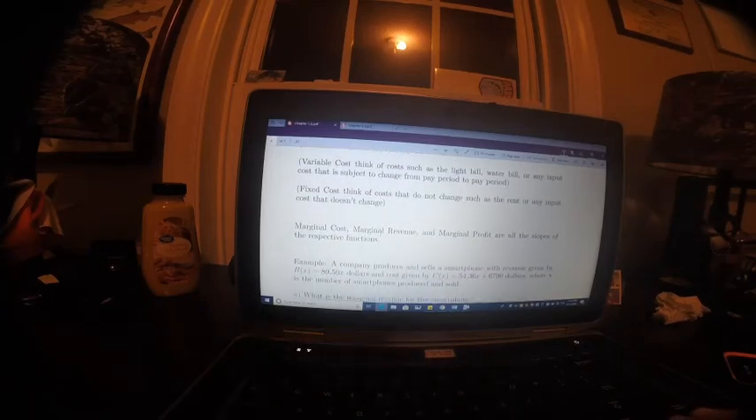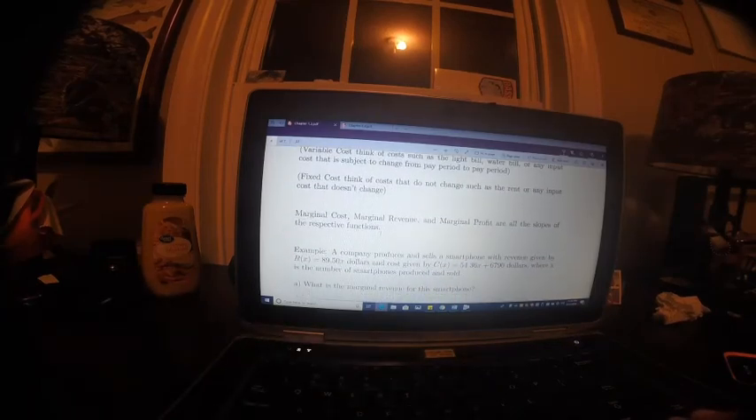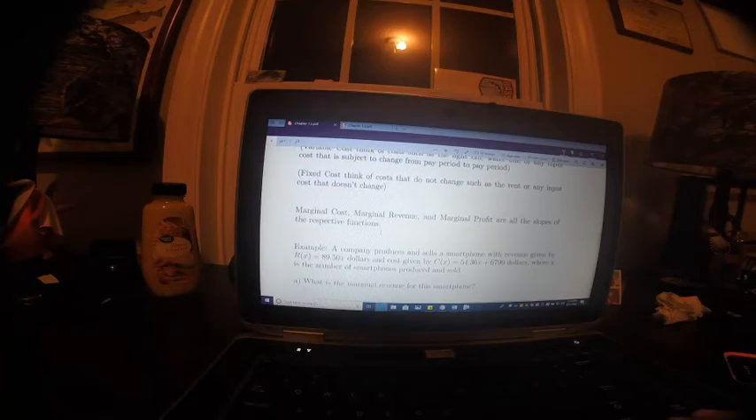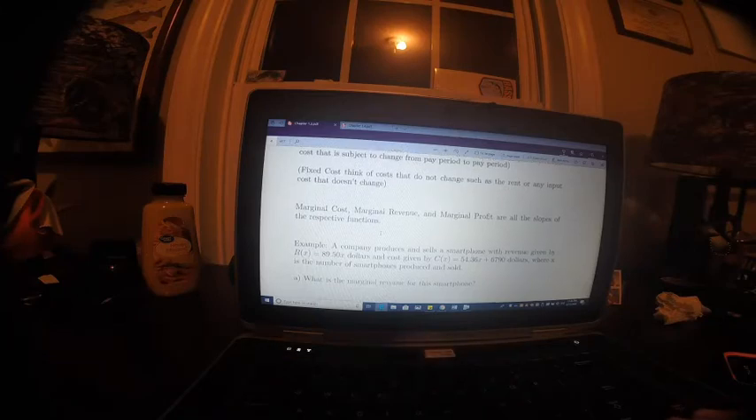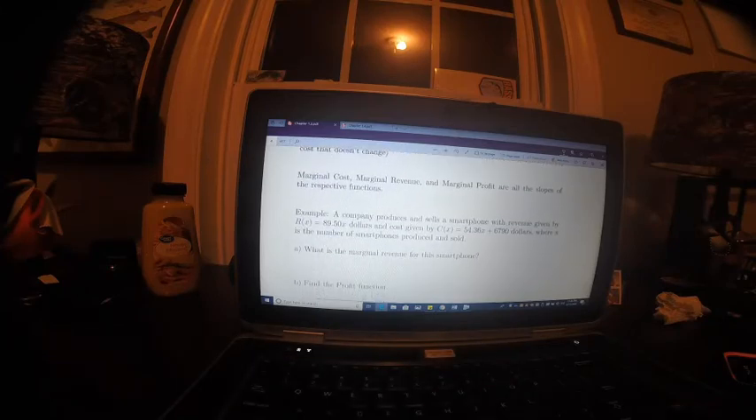Okay. Now something else you need to know: marginal cost, marginal revenue, and marginal profit. All those are the slopes of the respective functions. So we've got this example here. It says a company produces and sells a smartphone with a revenue given by R of X equals 89.50 X and cost given by C of X equals 54.36 X plus $6,790, where X is the number of smartphones produced and sold. What is the marginal revenue for this smartphone?